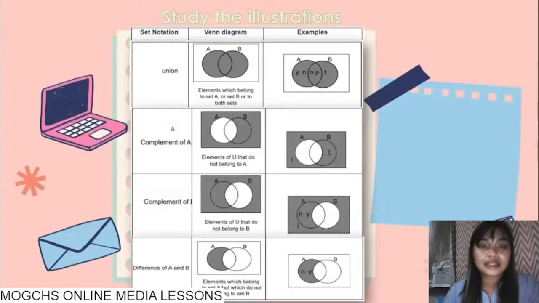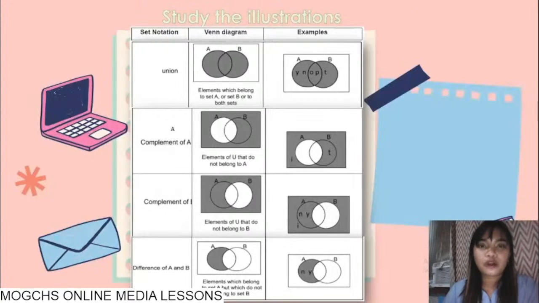Okay, next is the complement of A. In the figure, it is all shaded except for the set A. Because complement of A is the elements of U that do not belong to A. So we say U is the universal. So all elements but do not belong to A. So in the example, there are elements outside the set, that is the letter I, and there's an element in set B that is letter T. But it does not belong to set A. So therefore, it's not shaded.